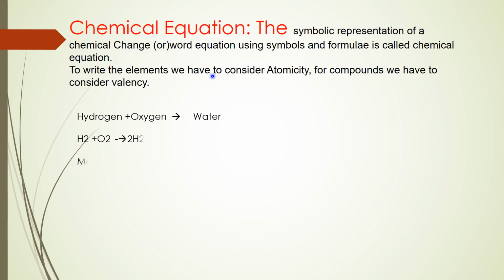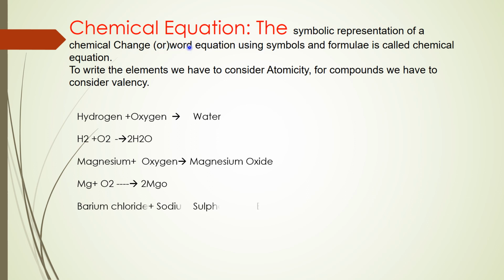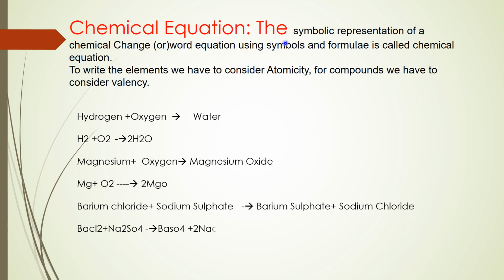So it is very difficult every time to express a chemical reaction using words. So we express the chemical reaction using the symbols and formulae of the elements and compounds formed in the chemical reaction. Such a reaction, which expresses the chemical change using symbols and formulae, is known as a chemical equation. So what is a chemical equation? The symbolic representation of a chemical change, or a word equation using the symbols and formulae, is called a chemical equation.